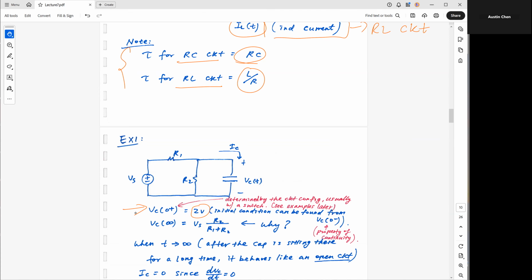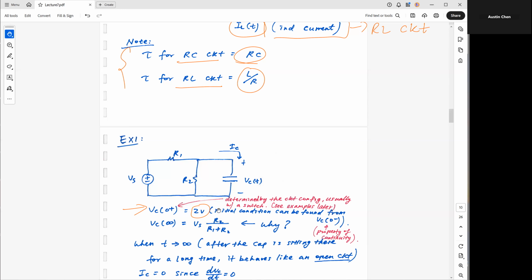And I'll quickly remind you, if you recall, in the last lecture we talked about the property of continuity, right? So that's where this plus and minus sign comes in again. We will figure out why there's a plus sign in a second. But for now, let's assume that this is given to us already, and this is 2 volts. That means my initial voltage across this capacitor is equal to 2 volts when t is equal to 0. So that's how you interpret this.